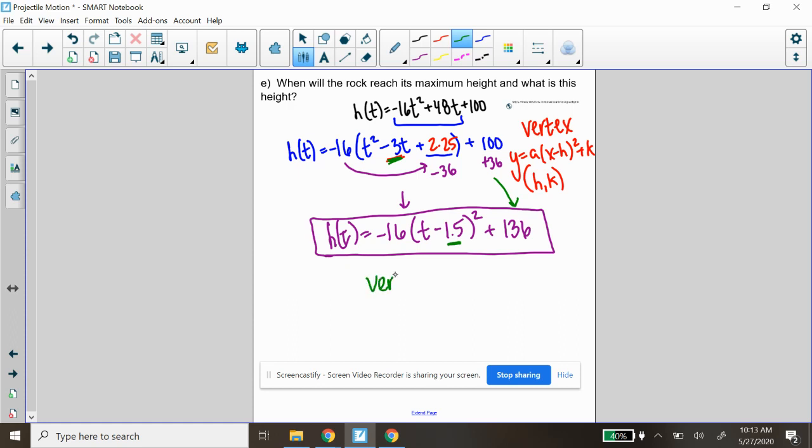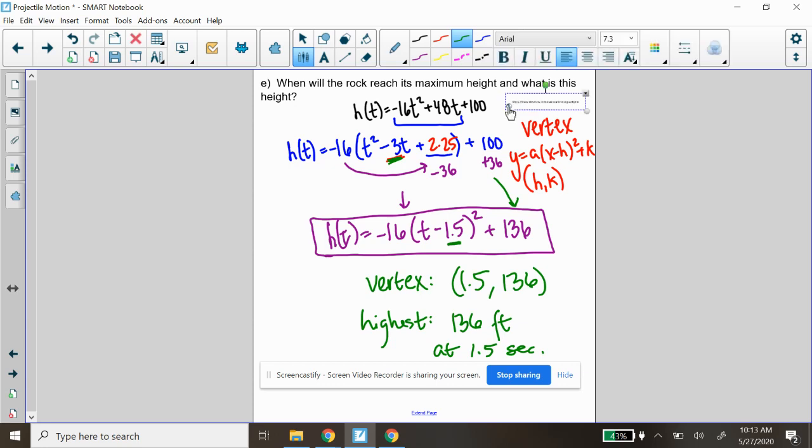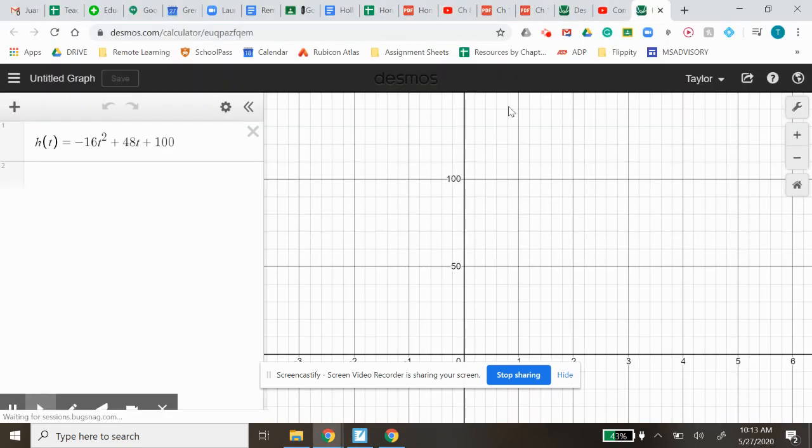Now we have our vertex. I know that my vertex is (1.5, 136). So we now know the highest point was 136 feet after 1.5 seconds. What I want to do is show this to you on Desmos. I want to quickly recap this problem for you so you can see it all together.